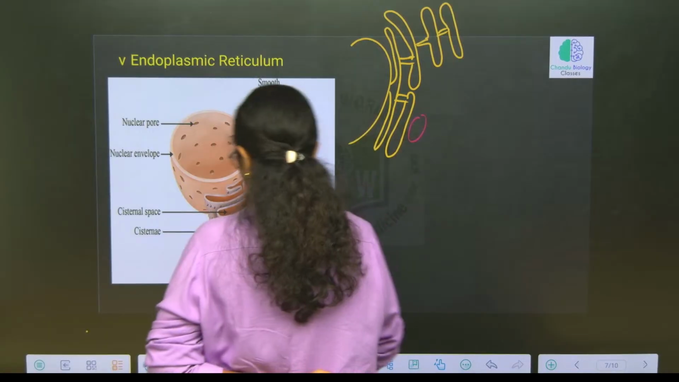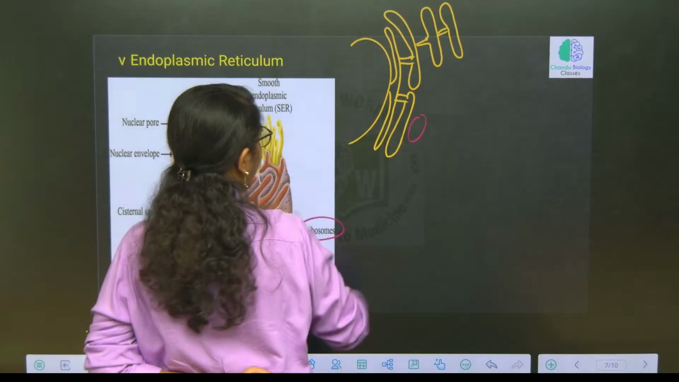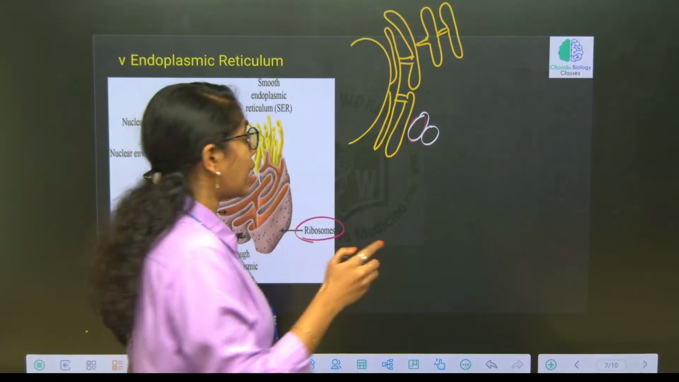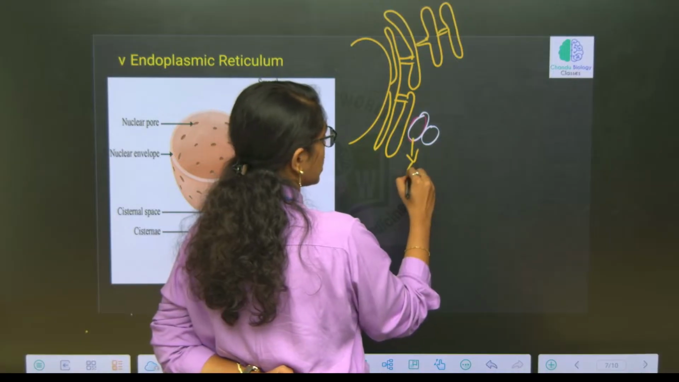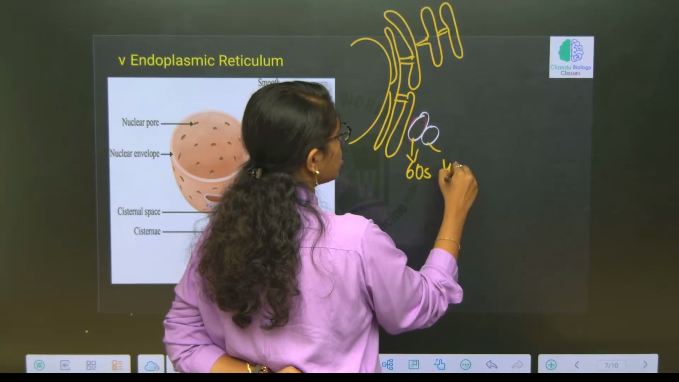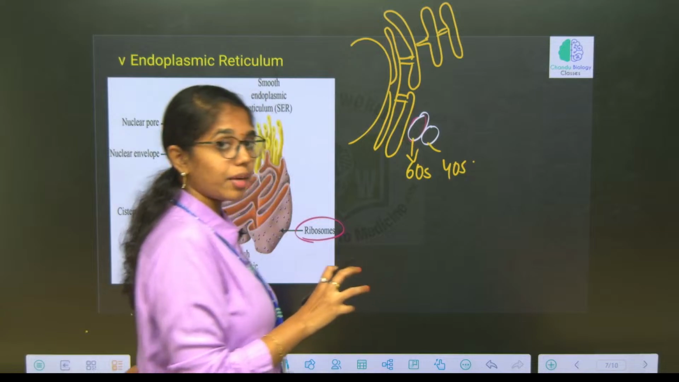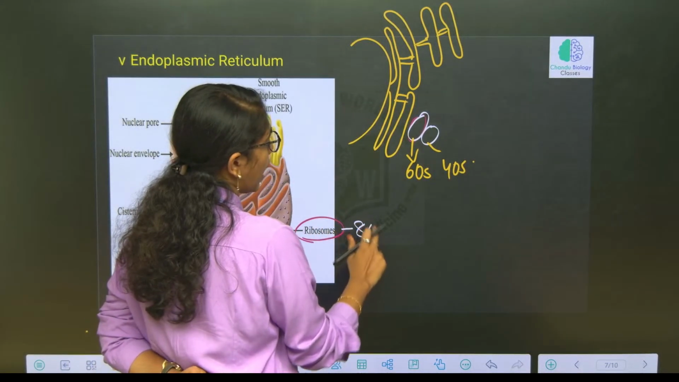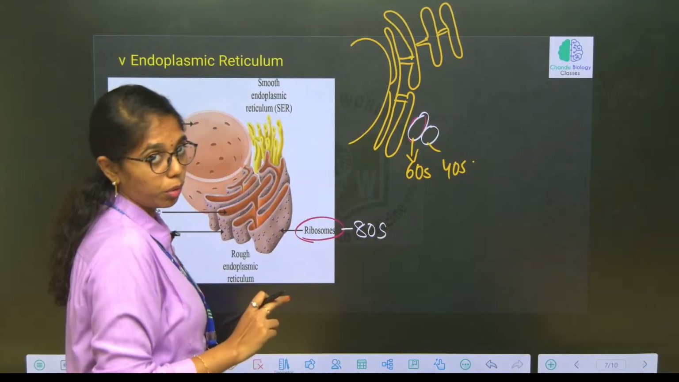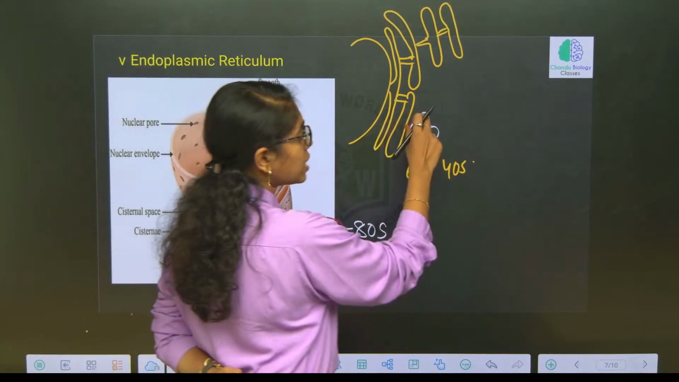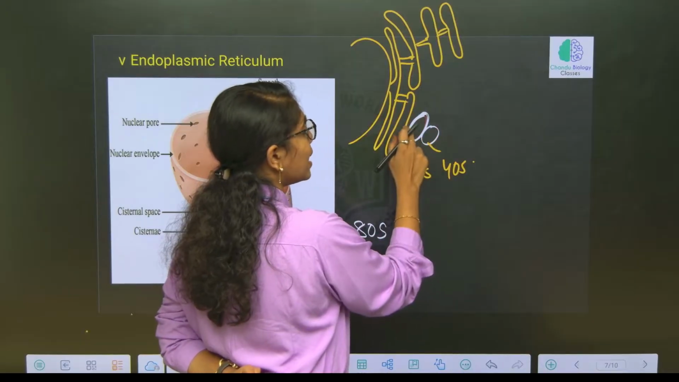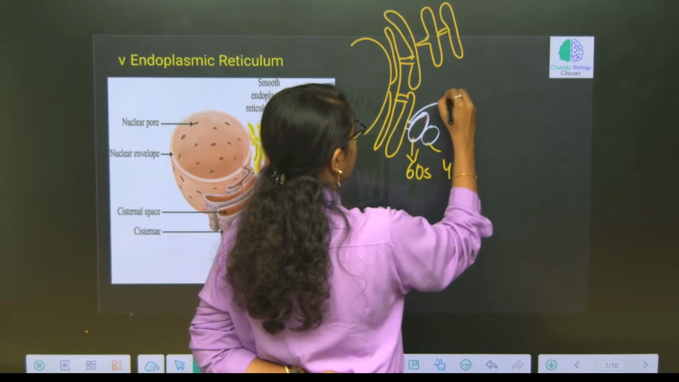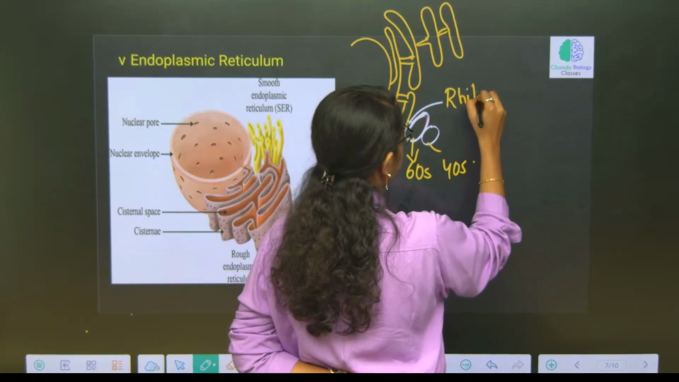Ribosome has two subunits, a larger subunit and a smaller subunit. The larger subunit is 60S, the smaller subunit is 40S. So what type of ribosomes are present in a eukaryotic cell over the endoplasmic reticulum? 80S ribosomes. The larger subunit of this ribosome is attached to the endoplasmic reticulum through a protein connection, that is ribophorin.